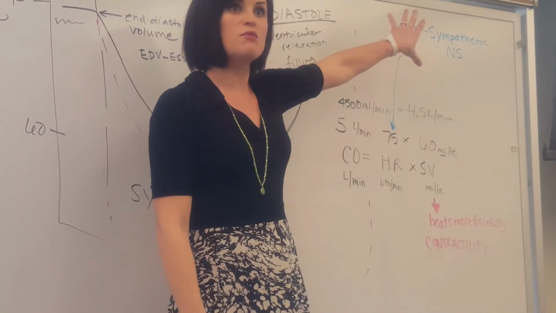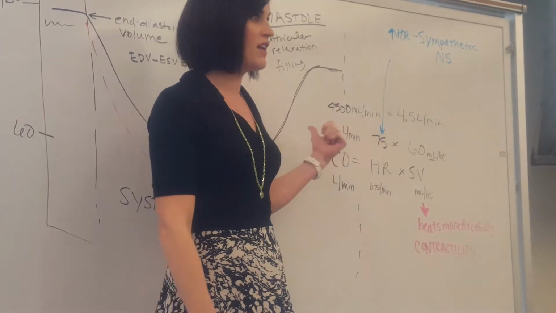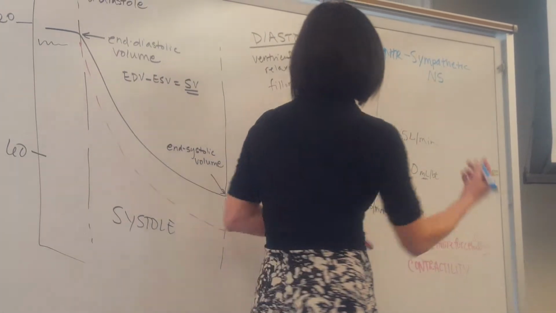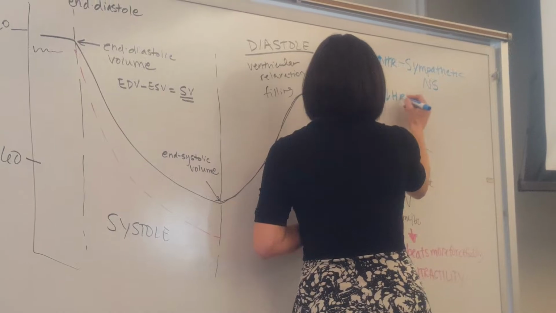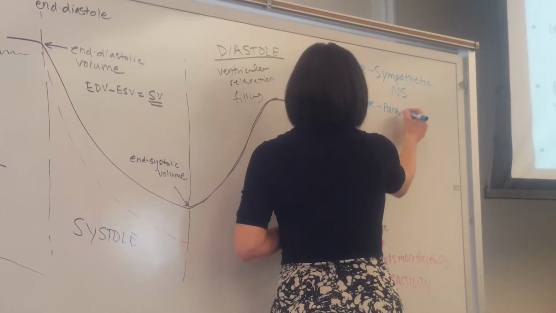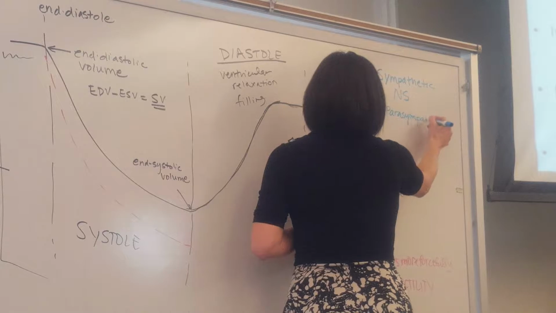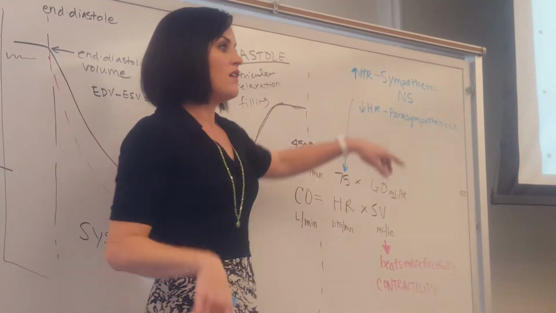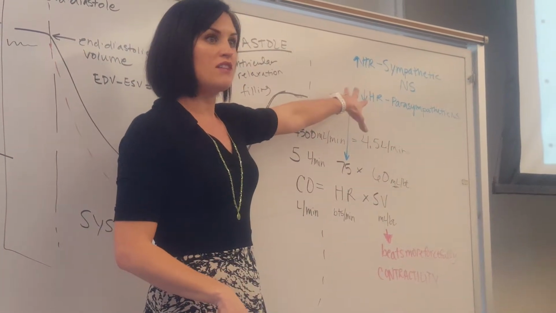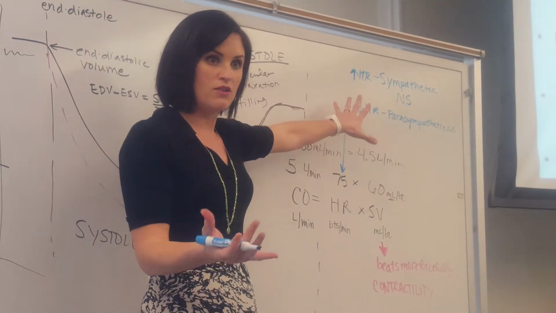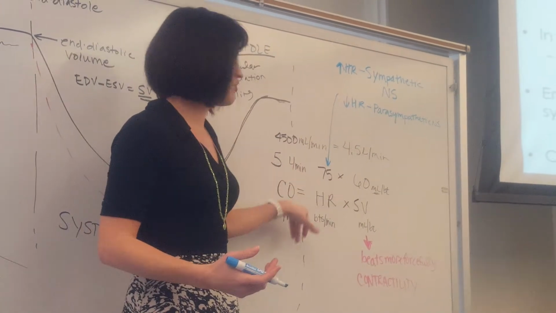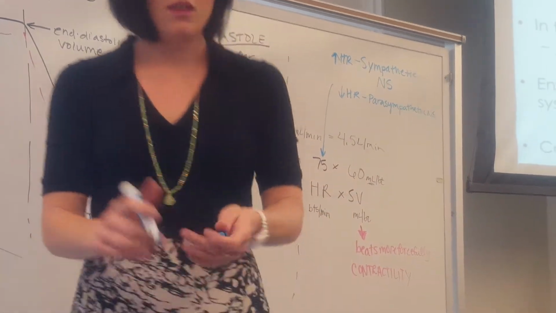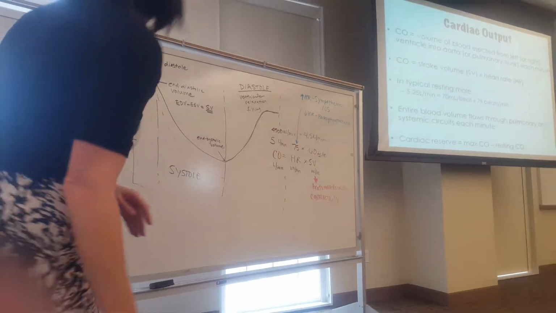If the sympathetic nervous system is activated and heart rate goes up, what happens to cardiac output? It goes up. All right, what makes heart rate go down? Parasympathetic. Okay. The parasympathetic nervous system is activated, heart rate goes down, cardiac output goes down. Okay? So heart rate can control cardiac output. Stroke volume controls cardiac output. So let's look at what controls stroke volume.